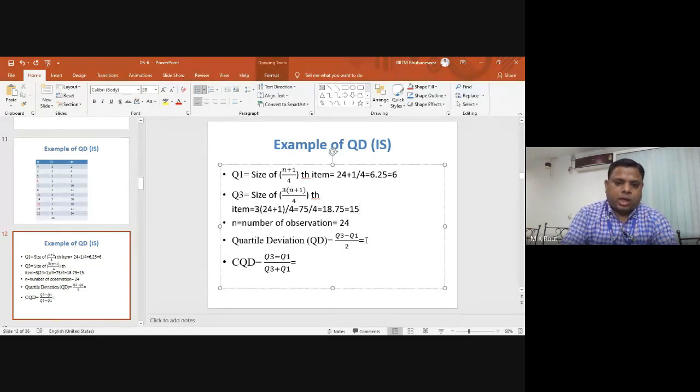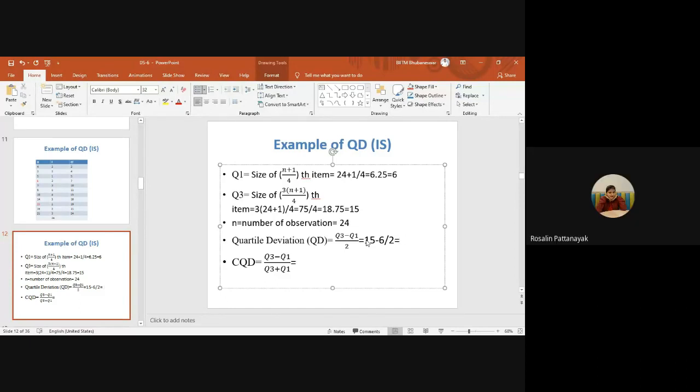Move to the next one, calculate the quartile deviation, that is 15 minus 6, divided by 2. It equals how much? 9 divided by 2, that is 4.5.